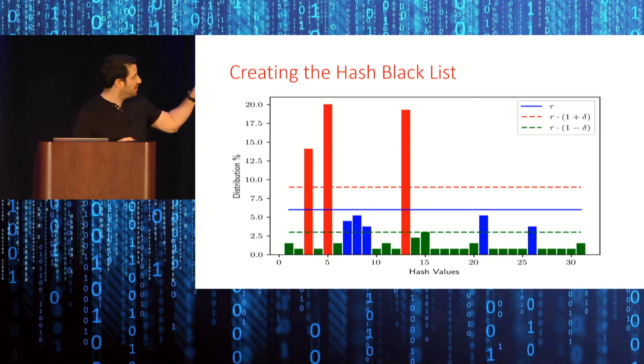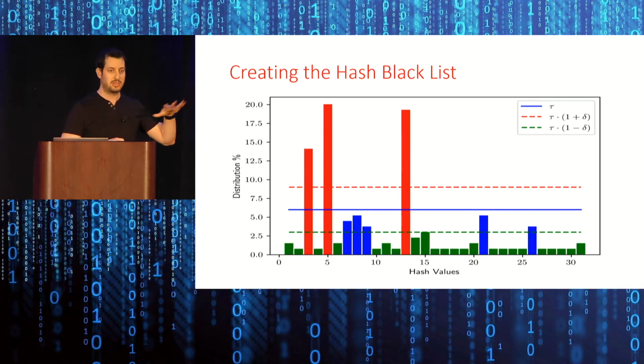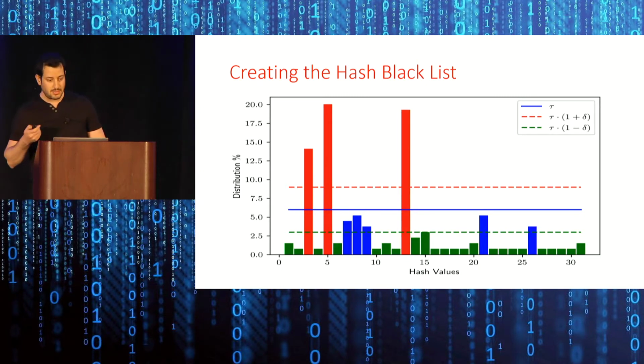So we have this example of a blacklist. The upper red line is (1 plus delta) tau. We want to be able to identify all of the passwords that are more popular than that. We want to not identify any password that is under the green line. And anything in the middle, we don't care. We can go either way.